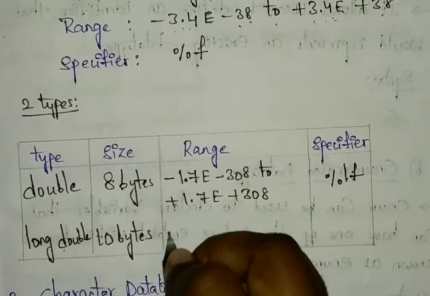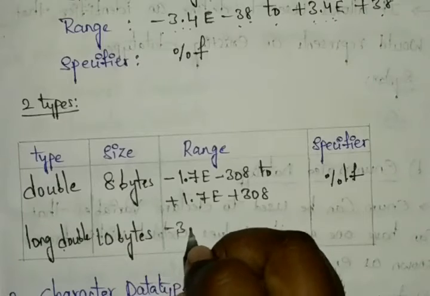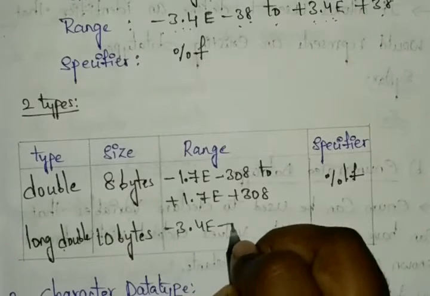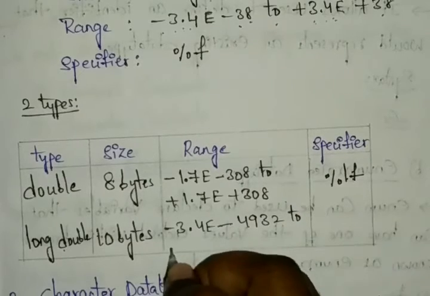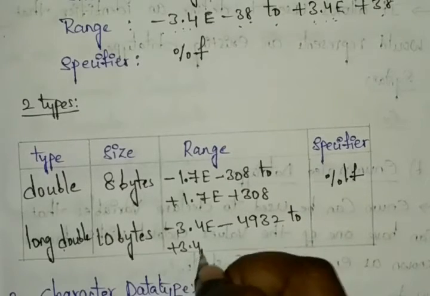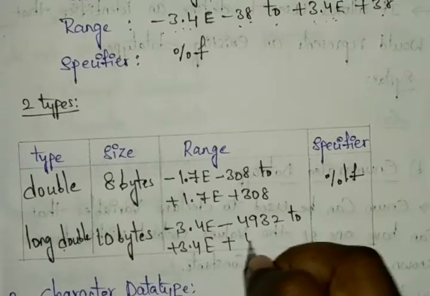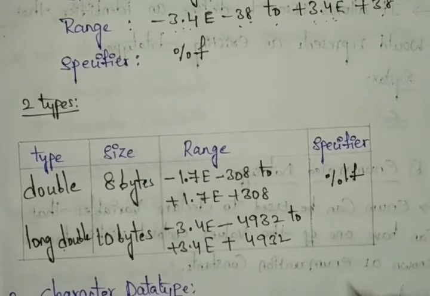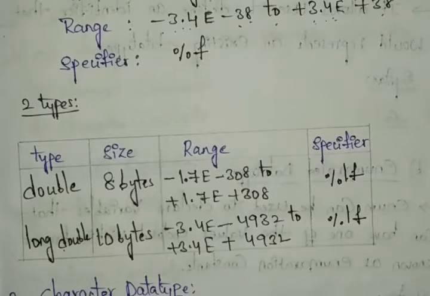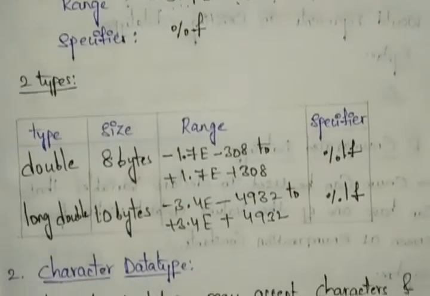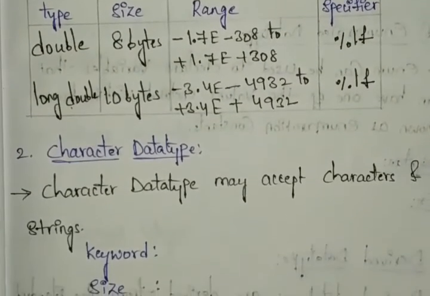And the range we have is minus 3.4 extension of minus 4932 to plus 3.4 extension of plus 4932. And the specifier is also similar to double. Okay, so these are the types we have in the float data type. And next, the second one we have is the character data type.